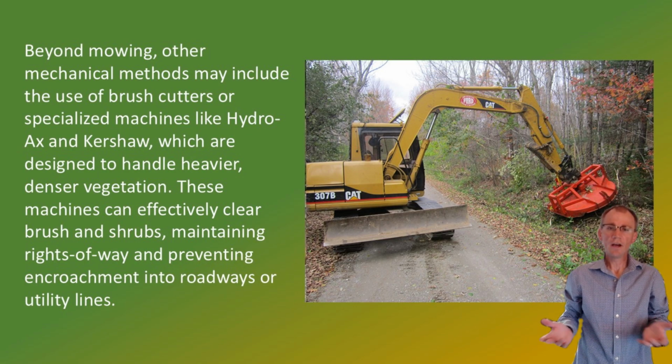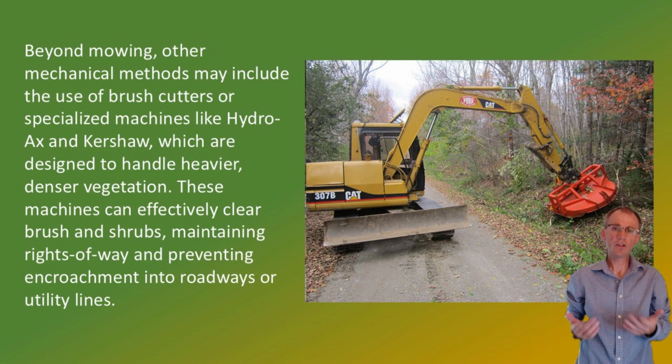Beyond mowing, other mechanical methods may include the use of brush cutters or specialized machines like Hydro-Axe and Kershaw, which are designed to handle heavier, denser vegetation. These machines can effectively clear brush and shrubs, maintaining rights-of-way and preventing encroachment into roadways or utility lines.